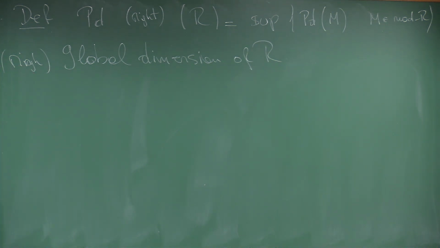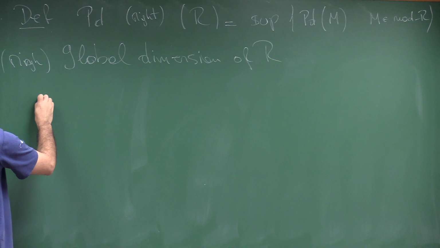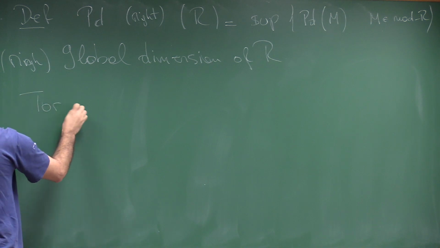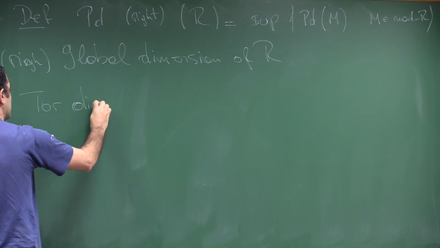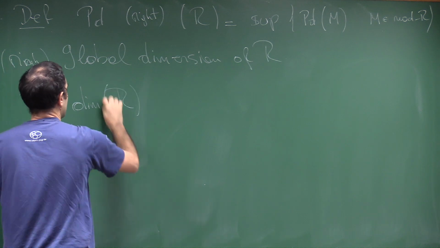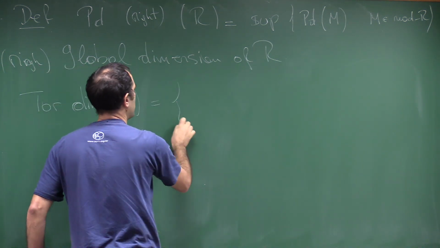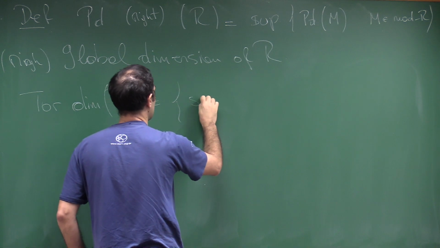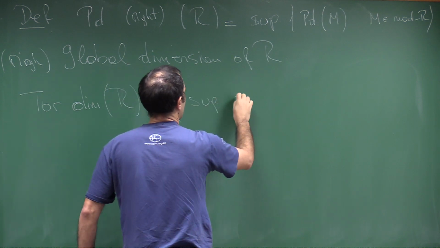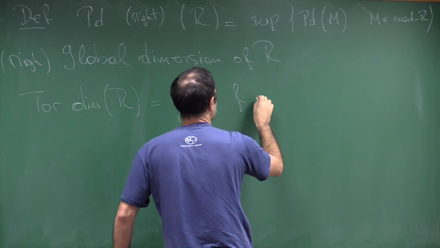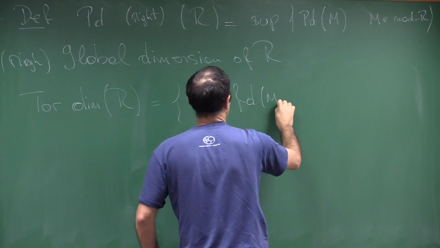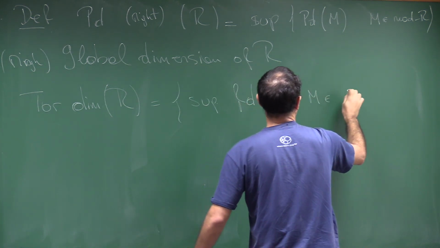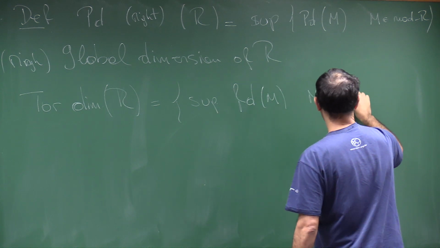And the third dimension of R is the same, but with the flat dimensions of modules: the supremum of the flat dimension of M, where M is a right R module.